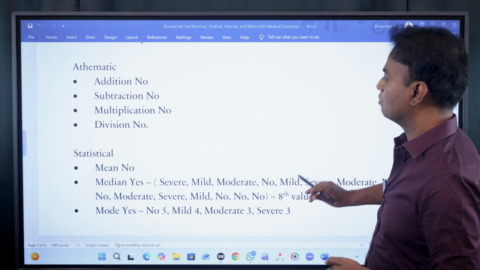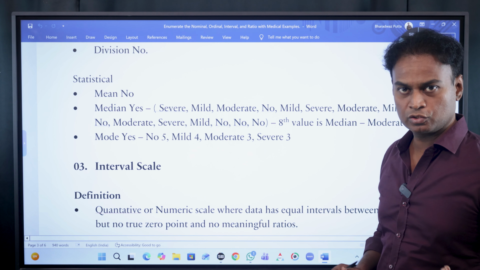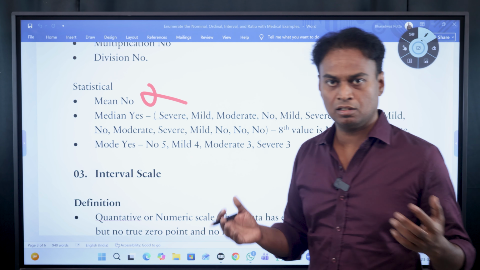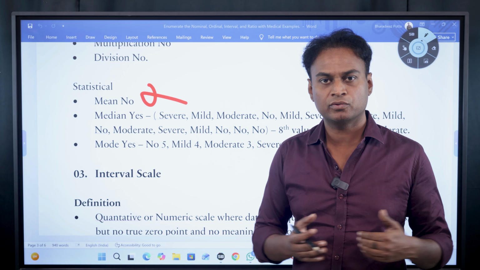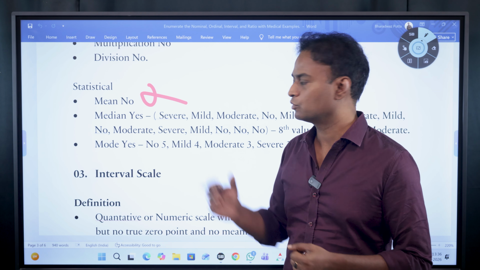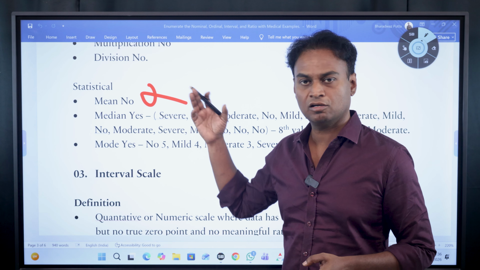And coming to statistical operations, what you can do, what you cannot do. Can you find the mean? No, you cannot find the mean. The reason is these are not numbers. How do you find the mean? You have to add everything and divide it by the number of entries or number of data points. So that you cannot do. So mean cannot be calculated.